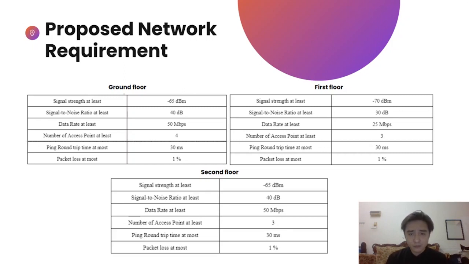Ground floor and second floor will have the same signal strength, which is negative 65 dBm. Then signal to noise ratio at least will also be the same, ground floor and second floor, on 40 dB, and the data rate will be 50 Mbps, while on the first floor, signal strength is negative 70 dBm, signal to noise ratio will be 30, and the data rate will be 25 Mbps because there are fewer clients than ground floor and second floor.